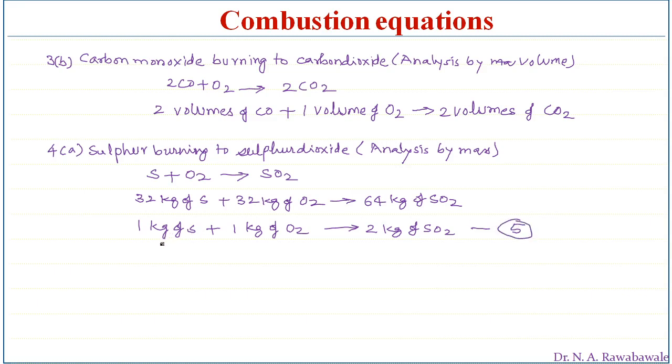So for complete combustion of 1 kg of sulfur, we need 1 kg of oxygen, that produces 2 kg of sulfur dioxide. And then 4b, sulfur burning to sulfur dioxide, analysis is made on volume basis.